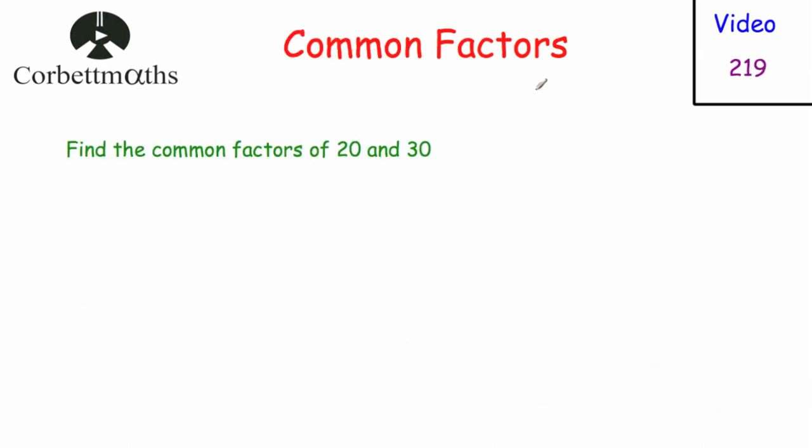Okay, our next topic is common factors. So we've looked at common multiples, now we're going to look for common factors. Whenever you're finding common factors of two numbers, you write the factors out for both of those numbers, and you look for factors that are factors of both of those numbers.